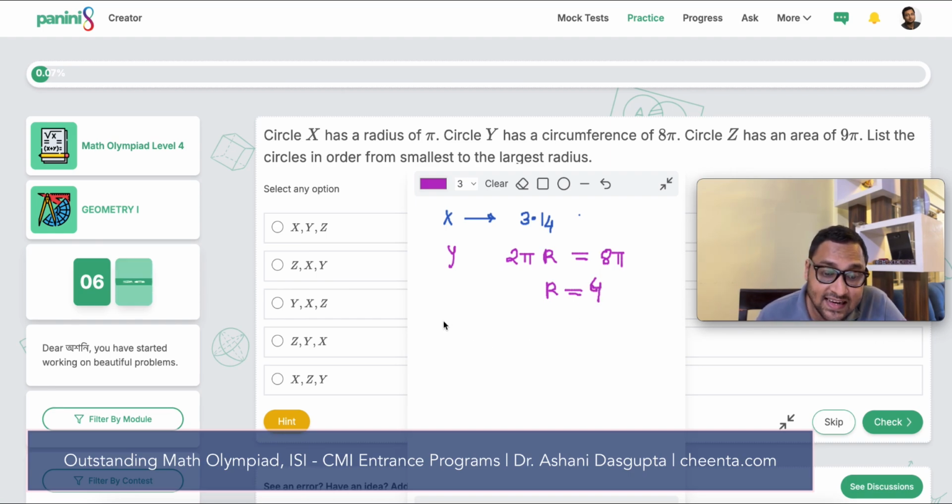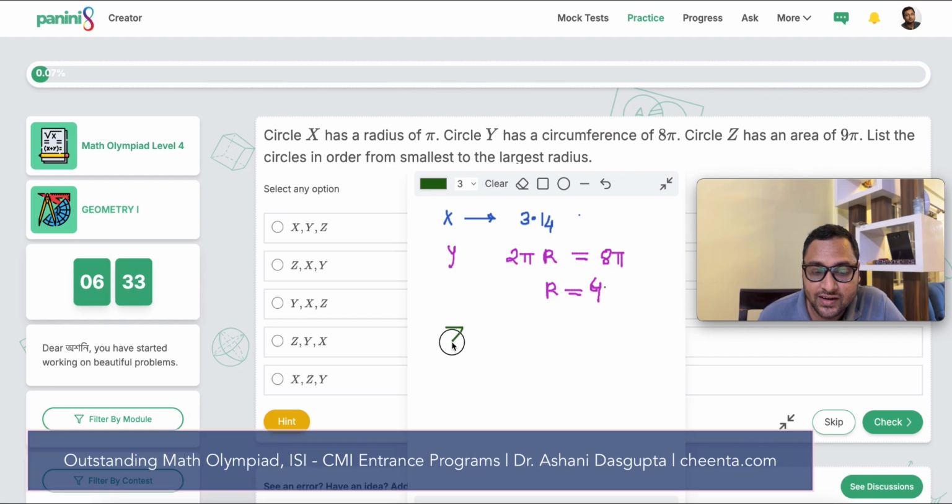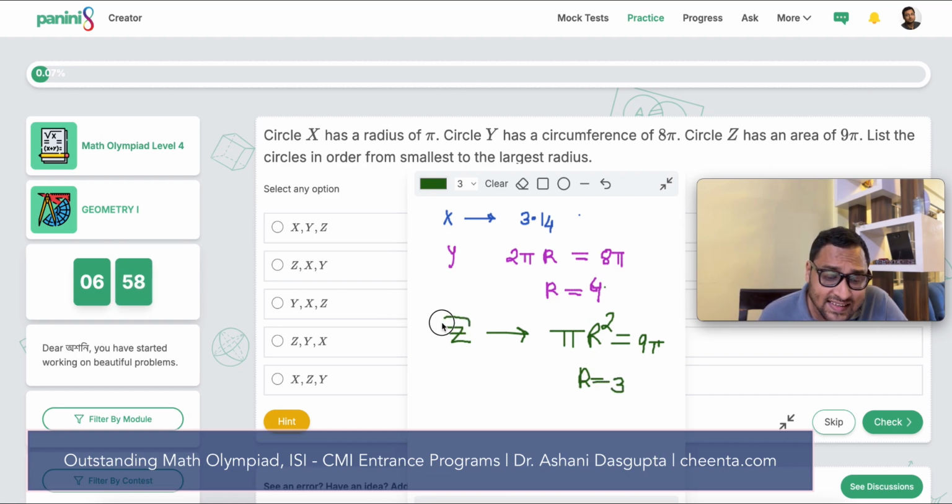Now let's go to Z. So what do we know about Z? So let's change the color again. Maybe I use green just to differentiate. So Z is, the area is 9 pi. So we know that pi r square is then 9 pi, right? So I can immediately see r is equal to 3. So this is a little bit of calculation. This board is handy for that. So radius of Z is smallest. So Z is smallest.